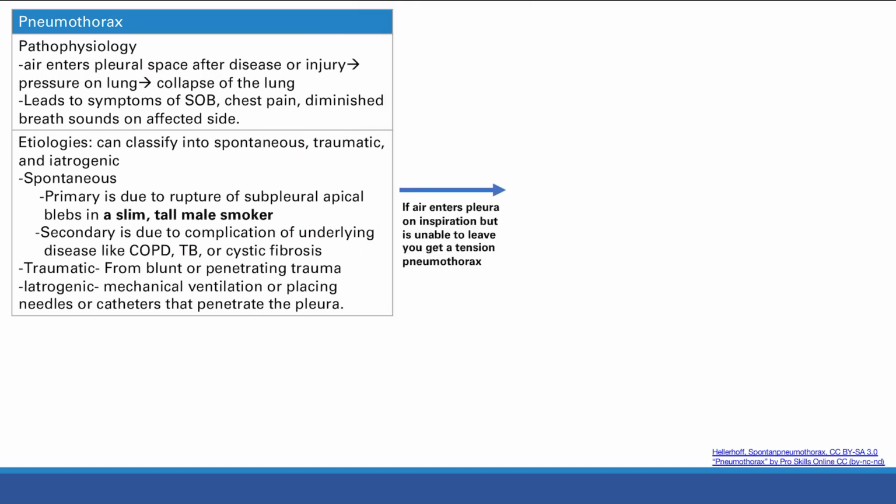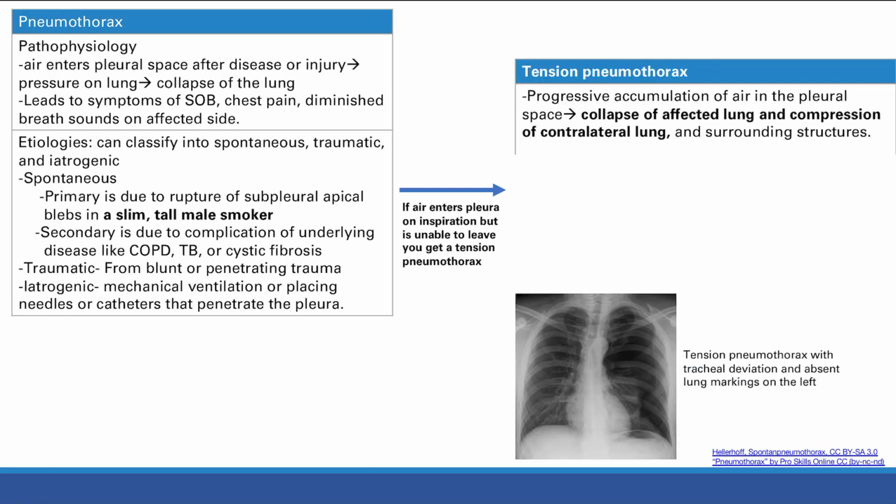And now I'm going to say, if the air enters the pleura on inspiration but is unable to leave the pleura, you're going to get something called a tension pneumothorax. So any of these causes, spontaneous, traumatic, iatrogenic, can cause a tension pneumothorax, because if the air is unable to leave, you get a tension pneumothorax.